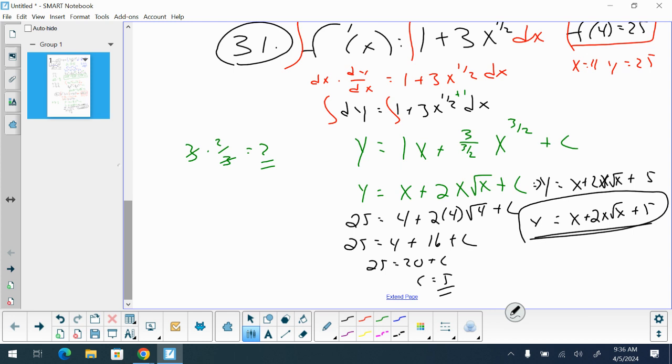So they're looking for the equation as the answer? Yes. You solve for the constant, but they want you to find what f is. Once you find c, just plug it back in up here and rewrite.